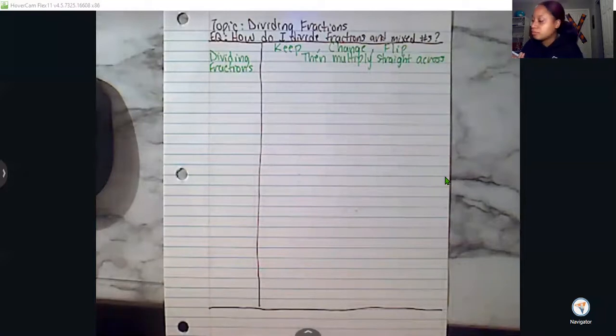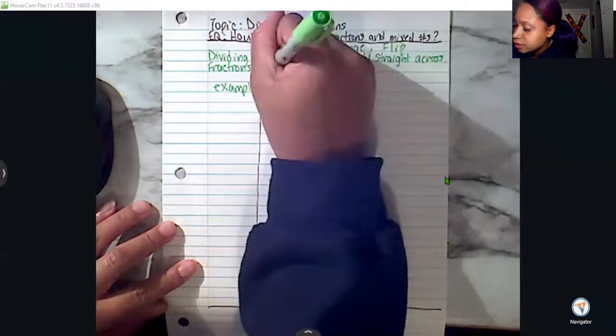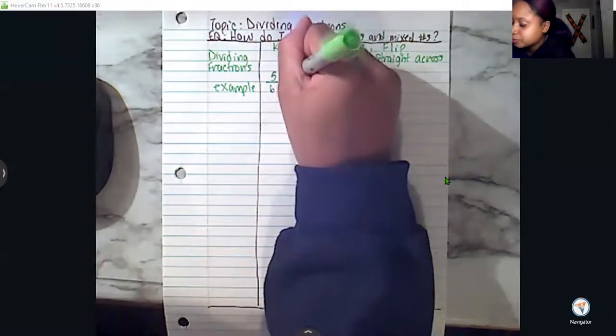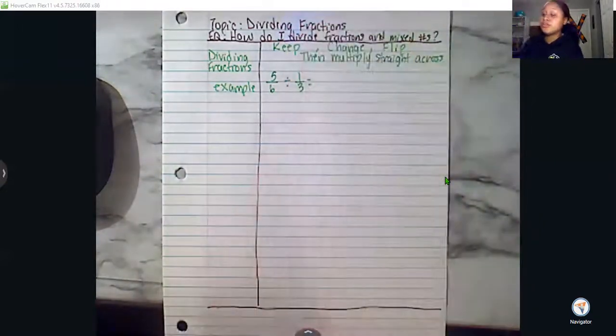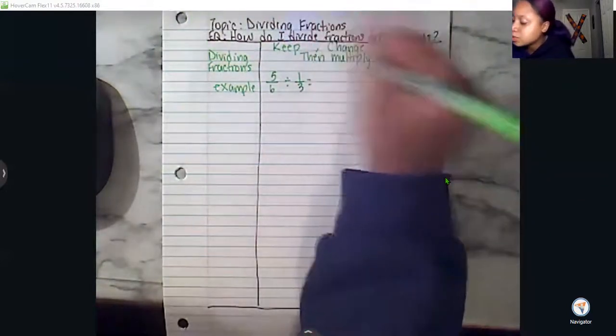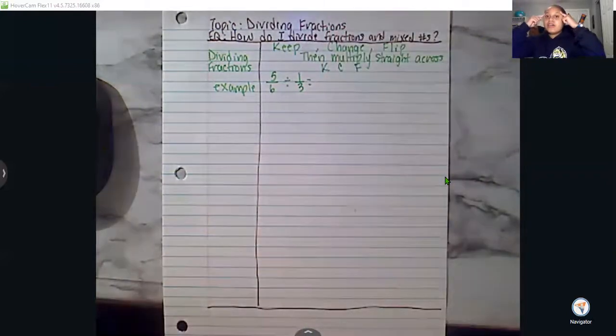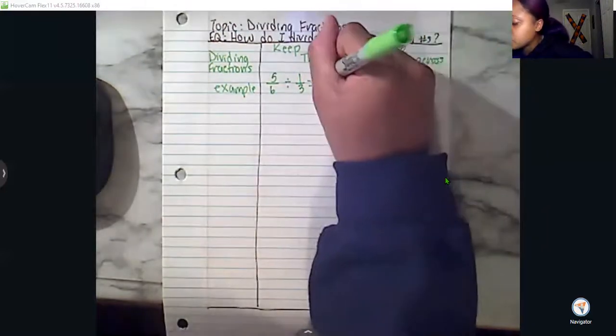So we have 5/6 divided by 1/3. For example, we will have 5/6, and we are dividing by 1/3. You're trying to figure out, what does this equal? First of all, what we need to do is keep, change, flip. Sometimes I will just write out KCF to remind myself, okay, I have to use KCF, we're dividing. The K means to keep, so I'm just keeping 5/6 alone.